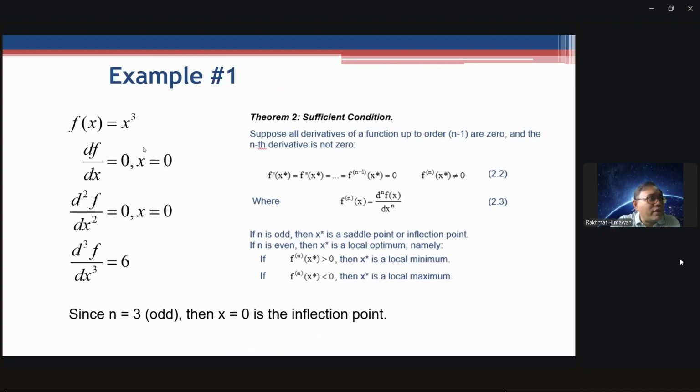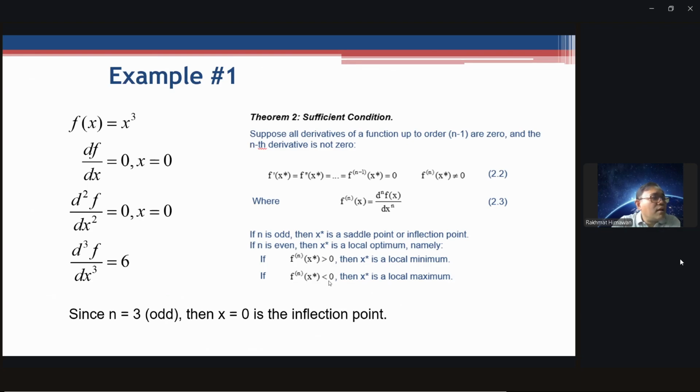You first have a function. You want to find all the stationary points, which is apparently only one stationary point, because x is only 0 when this condition applies. There is no other x. And you keep differentiating until it's not 0 anymore. And then see if the order is odd or even. If it's odd, then it's a saddle point, inflection point. If it's even, then you need to check. You need to put the x star, which is 0, into f(x), then see.